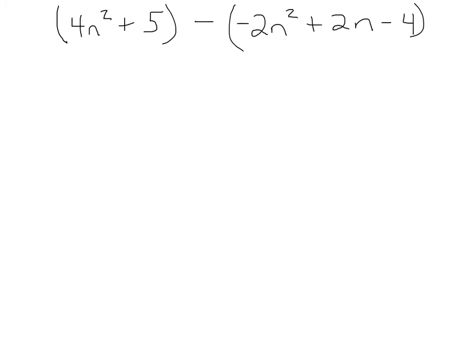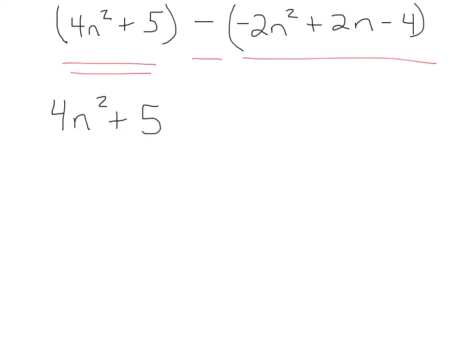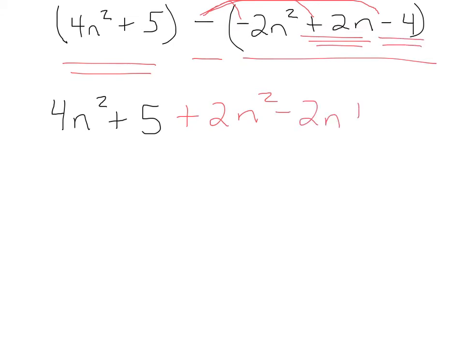In this example, we have a binomial in first position, and we're subtracting this trinomial. So in the first, the parentheses do not matter, because you have one of these, 4n squared, plus 5, just one of them. But in the second example, you have to be careful because what it's telling you to do is take the opposite of whatever's in here. So you'll take the opposite 3 times. The opposite of that negative 2n squared is a positive 2n squared. The opposite of positive 2n is negative 2n. And the opposite of negative 4 is positive 4.